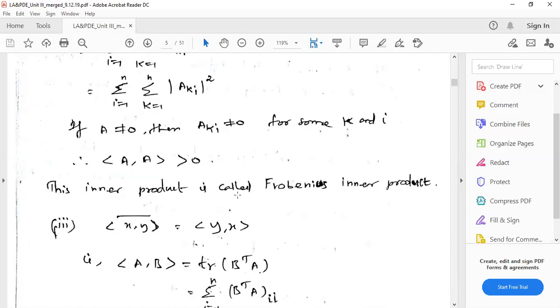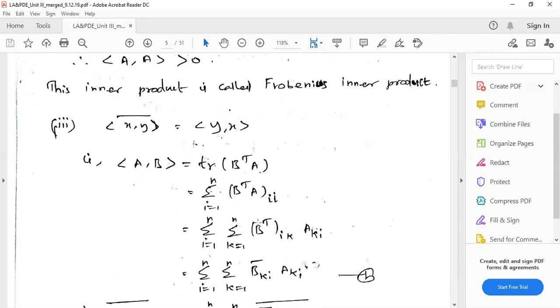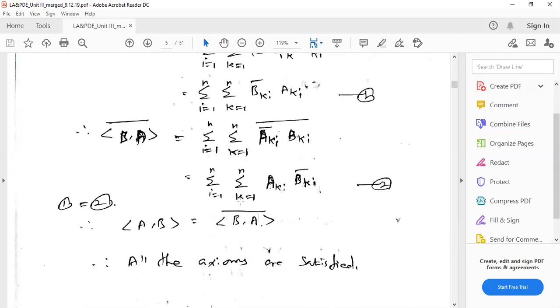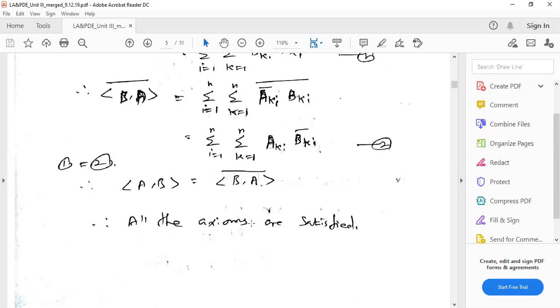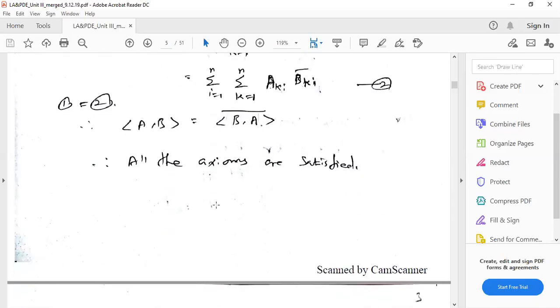This inner product is called the Frobenius inner product. So here all the axioms are satisfied, and we can say the given inner product satisfies all the conditions.